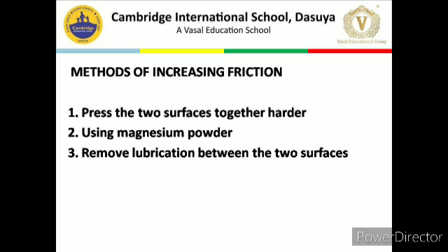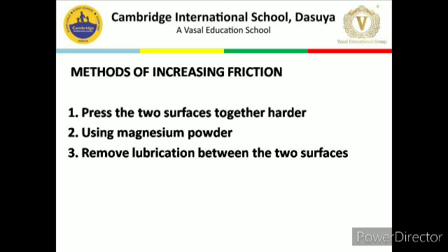Next is methods of increasing friction. Making both surfaces rough: in this way, irregularities of both surfaces will be interlocked, for example, spikes on the soles of shoes. First is pressing the two surfaces together harder. The friction between two surfaces can be increased if the surfaces are pressed into each other with greater force.